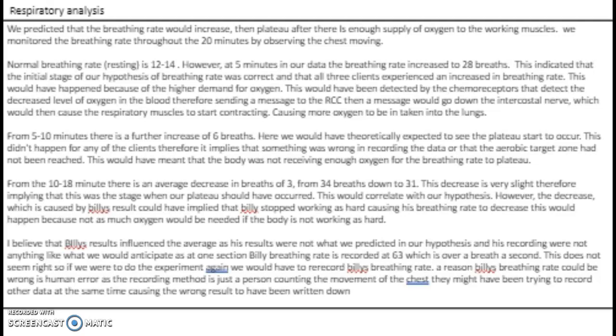This indicated that the initial stage of our hypothesis of breathing rate was correct, and that all 3 clients experienced an increase in breathing rate. However, this would have happened because of the high demand for oxygen. This would have been detected by the chemoreceptors that detected the decreased level of oxygen in the blood, therefore sending a message to the RPC. Then the message would go down to the intercostal nerve, which would then cause respiratory muscles to start contracting, causing more oxygen to be taken into the lungs.